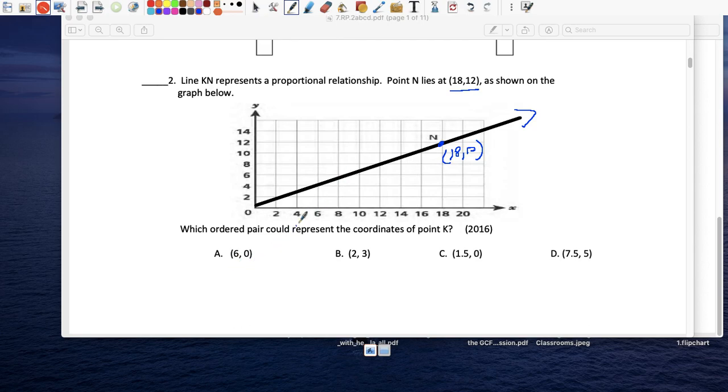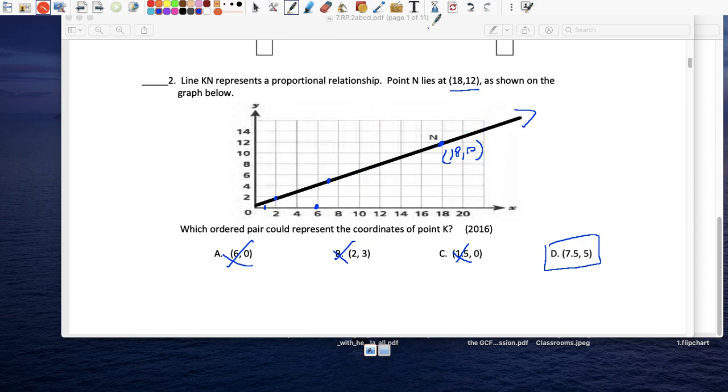So is it 6, 0? 6, 0 would be 6 over here. That's not it. 2 and 3? Does that look like 3 here? That also doesn't look like it. 1.5 and 0 would be here. That's not it. So which of these points is on the line? Well, 7.5 about here, and visually going all the way here. So that's the only one that's on the line. So D is the one that makes it proportional.